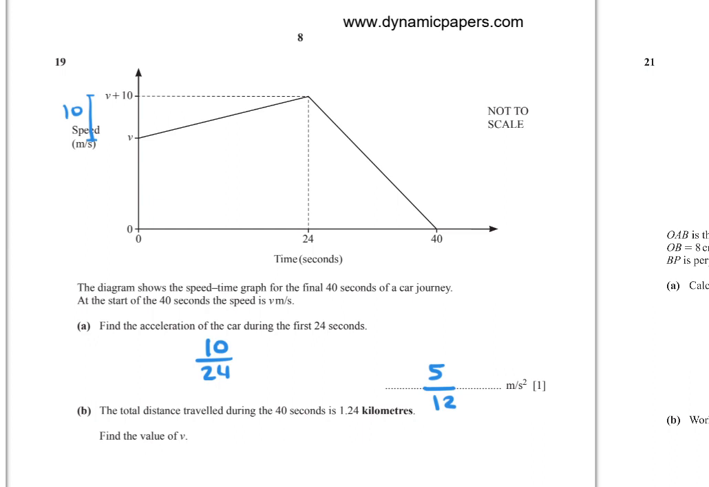We have the speed in meters per second and the time in seconds, so we can convert kilometers to meters by multiplying by 1000. So the distance now is 1240 meters. Now the distance is the area under the curve. So the area of this trapezoid plus the area of this triangle equals 1240.